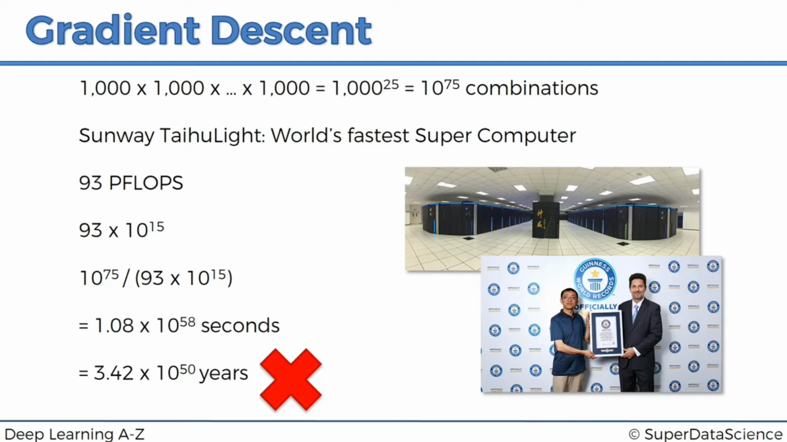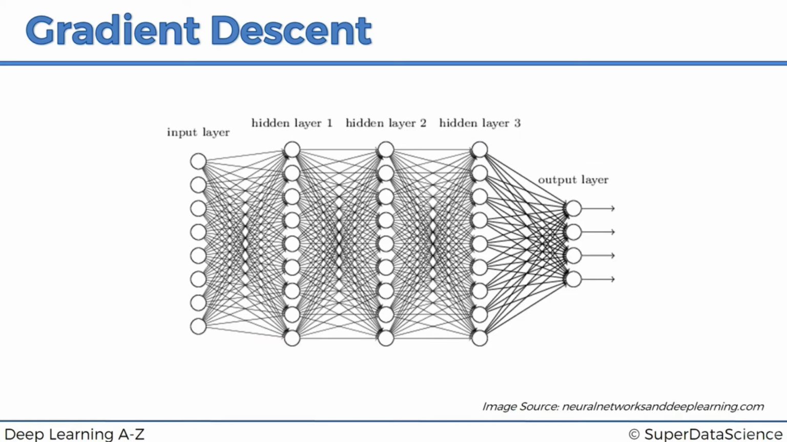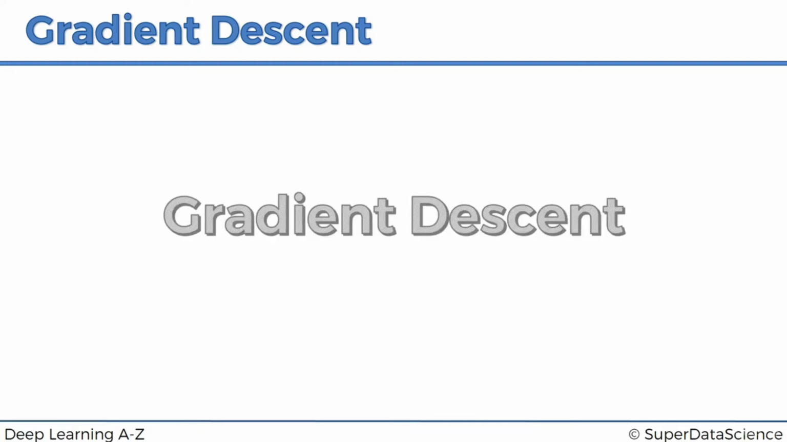So we have to come up with a different approach. How are we going to find the optimal weight? By the way, our neural network was very simple. What if the neural network looks like something like this? Or even greater than that? Then it's just not going to happen at all, ever.